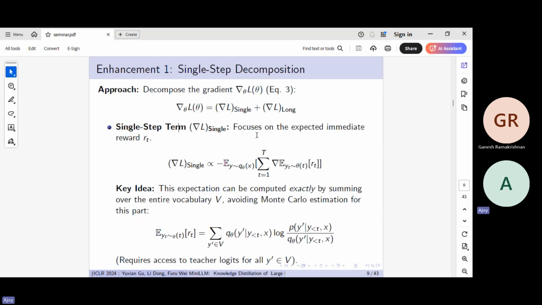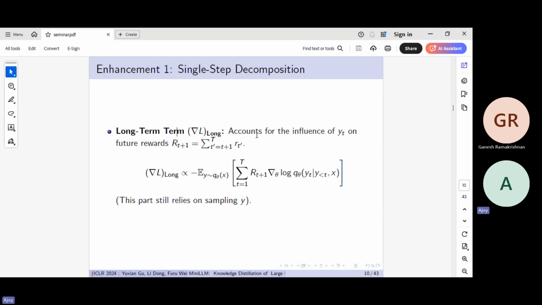So the first enhancement is single step decomposition. For delta theta they propose we convert it into single and long. The single is just the next token. So this next token reward they calculate over the vocabulary set. It is just a problem of estimation, the expected estimation over all the vocabulary words that will be set at that position. So this term becomes fixed, and this is again the sampling over y. So in the paper they said they reduce this high variance to a fixed, low variance.